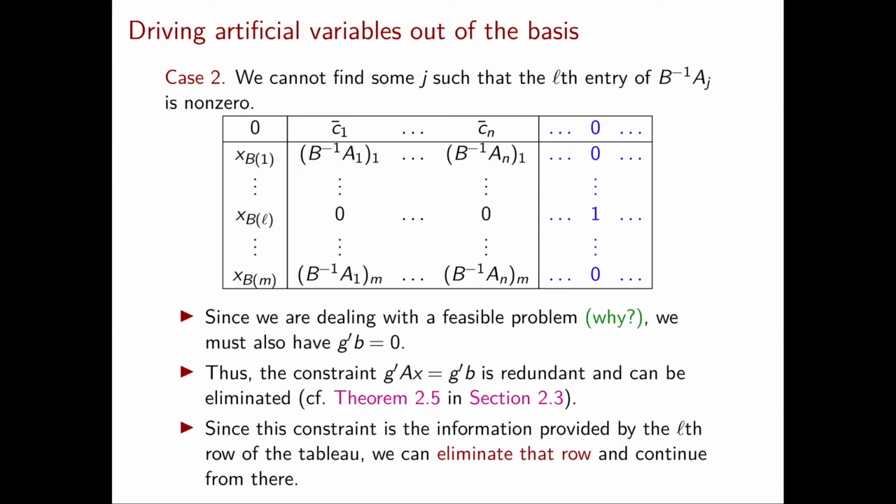This must be the case because we know that our original problem is feasible, because the optimal cost of the auxiliary problem is 0. Therefore, the constraint G transpose Ax equal to G transpose b is the trivial constraint 0x equal to 0. Therefore, it is redundant and it can be eliminated as we have seen in theorem 2.5. This constraint is exactly the information provided in the nth row of the tableau. So in our tableau, we can simply eliminate that row and continue like if we never had that row.